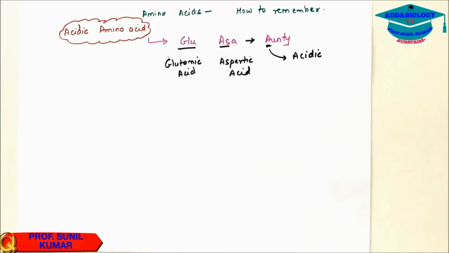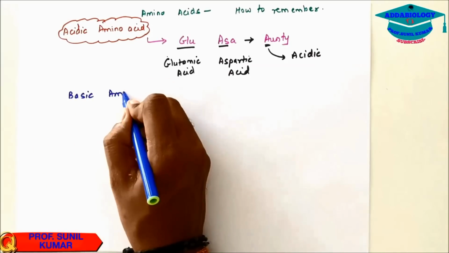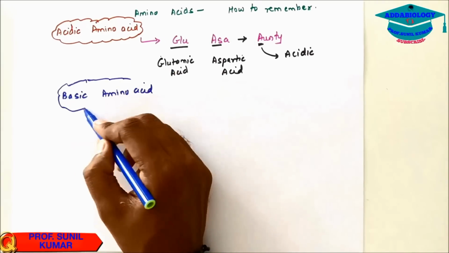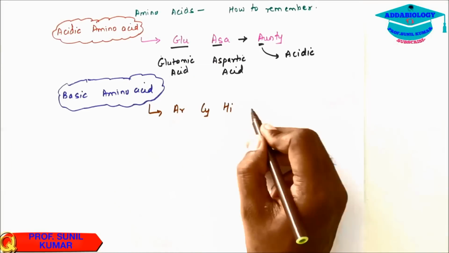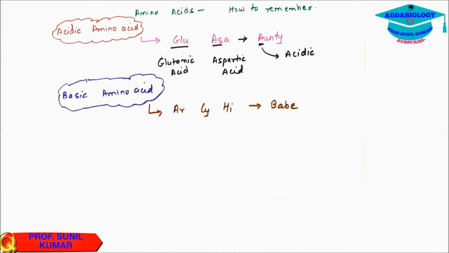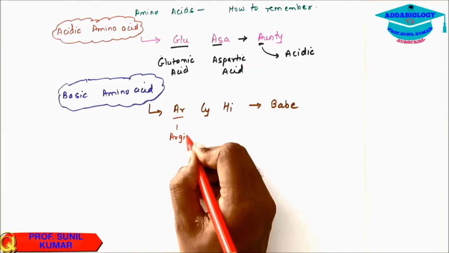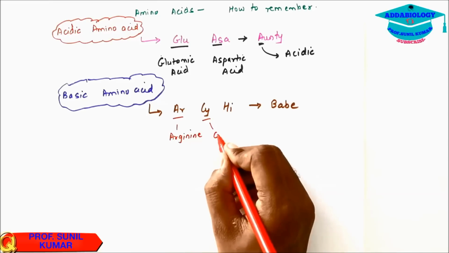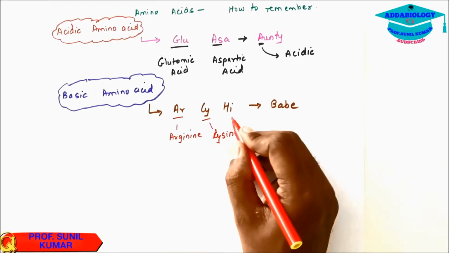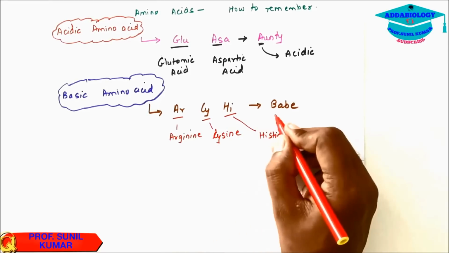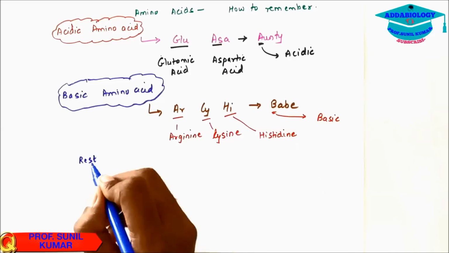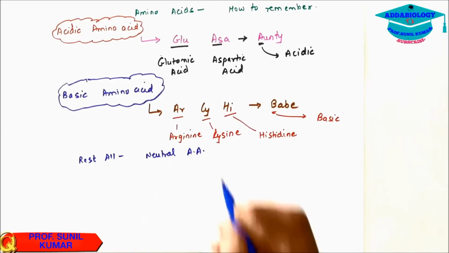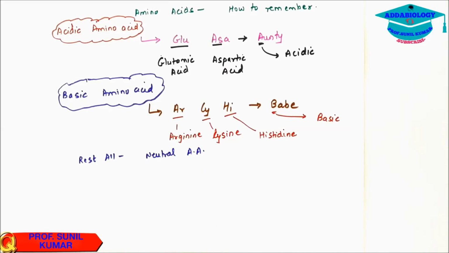Basic amino acids, it's ARLYHI babe. ARLYHI babe means AR for arginine, LY for lysine, HI for histidine, and babe is basic. So ARLYHI babe. Rest all are neutral amino acids.